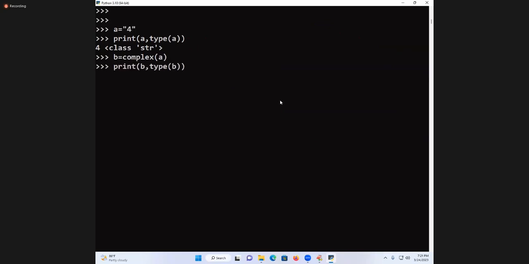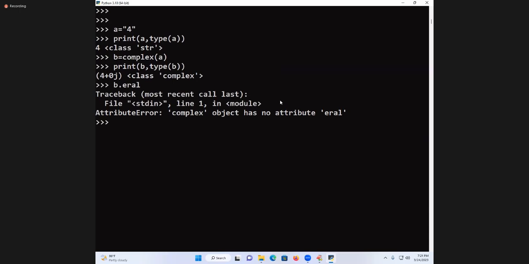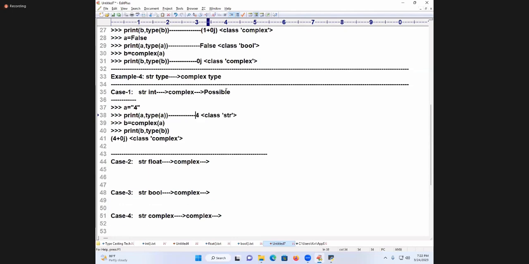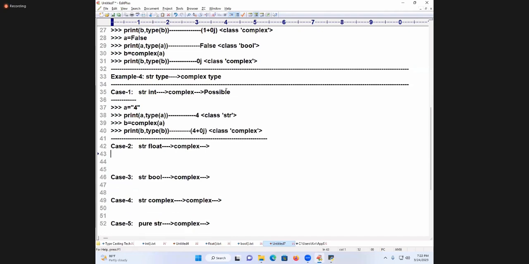Print of what now students? B. See that? B dot what here? Real. Spelling mistake. B dot real. Answer is what? Getting? Right. Coming to the point back. I'll take up this data. So here I'll write possible. Now I'm saying that value is like this. See this now. Data is like this. So done. Next is called which case? Case number 2. STR float to complex. Possible or not possible?